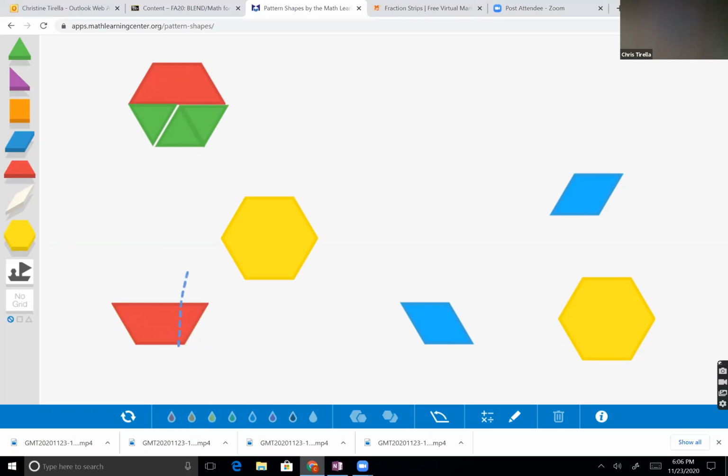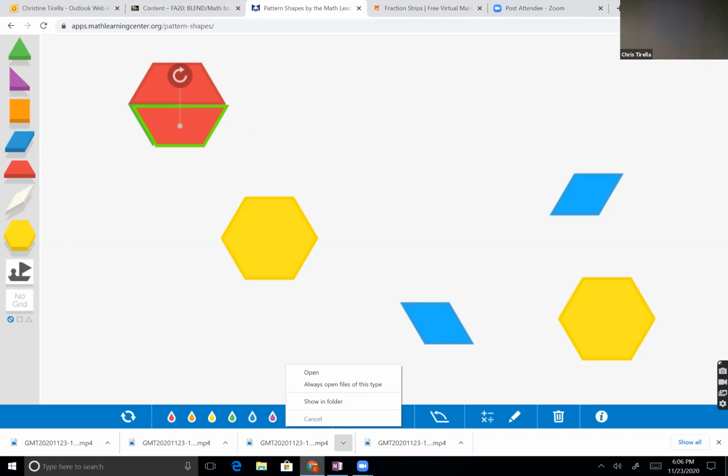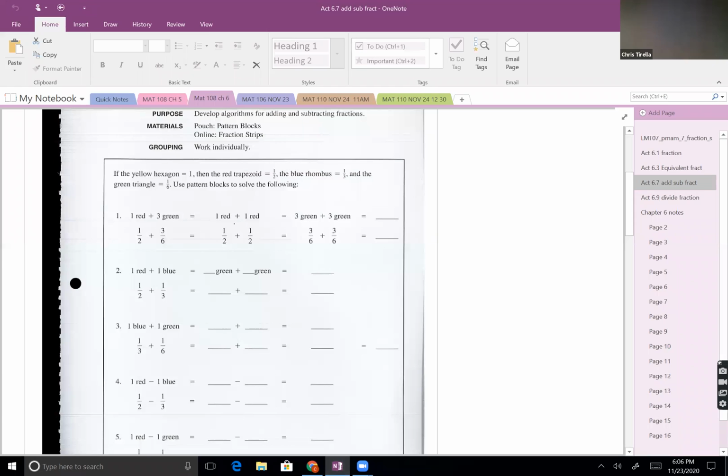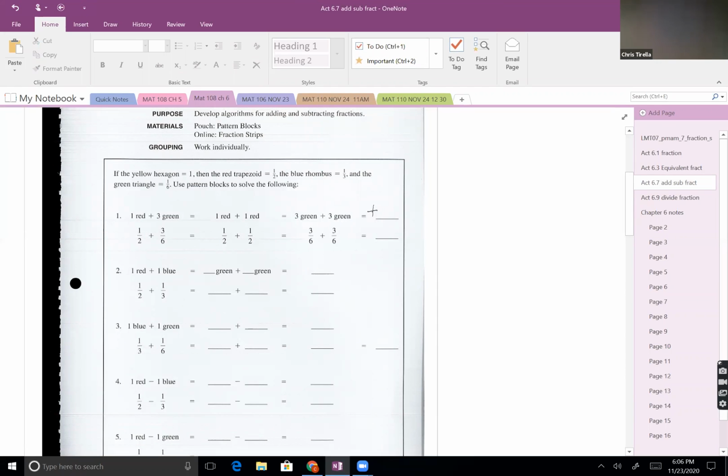Aren't the 3 greens equivalent to 1 red? And so we could say that that would be like 1 red plus 1 red. Or we could also say that it's like 3 green plus 3 green, which would give me, when I add them together, I could say that adds up to 1 yellow, which would be the number 1. And right now, the stylus is stopping.